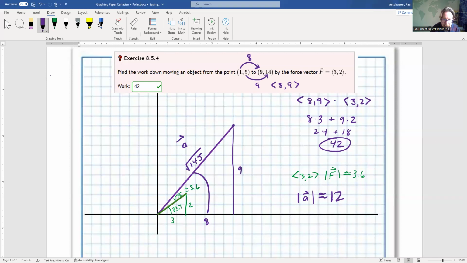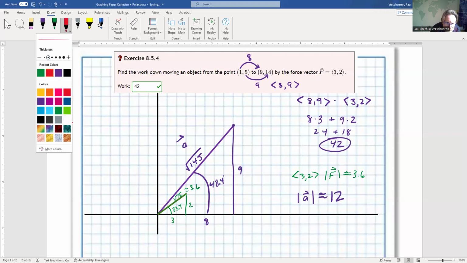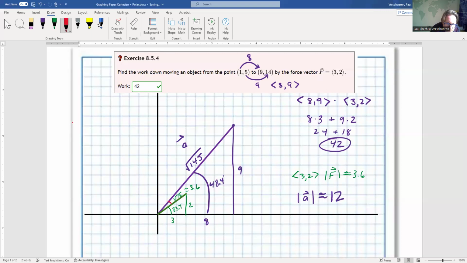And it turns out that this angle is about 48.4 degrees. So I just want to point out that the difference between these angles, let me bring in a new color here, bring in red, the difference between these two angles, which is this angle right there, is going to be 48.4 minus 33.7, which is going to be about a 14.7 degree angle.